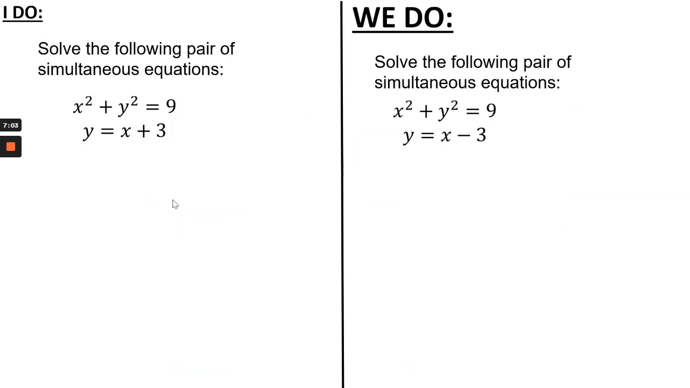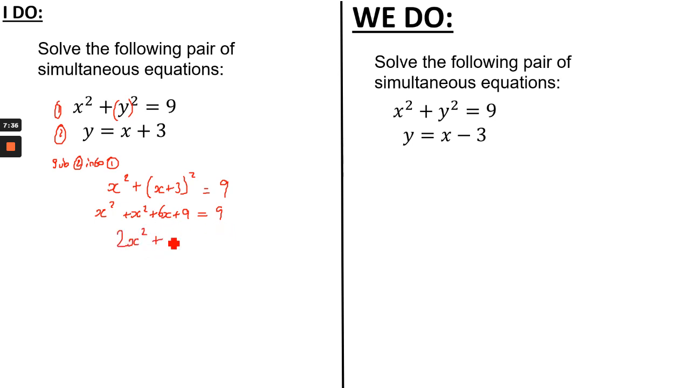Okay, the next one's slightly harder, but it's the same principle. So we've got two equations, and I know the value of y. So again, I'm going to substitute equation 2 into equation 1. I'm going to say, well, that means x squared plus, instead of y, I'm going to put in x add 3. So I've got x squared plus (x plus 3) squared is equal to 9. So if I expand that out, I get x squared plus x squared plus 6x plus 9 is equal to 9. Now, if I simplify all of this down, I get 2x squared plus 6x equals 0.